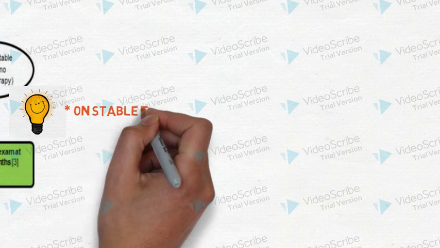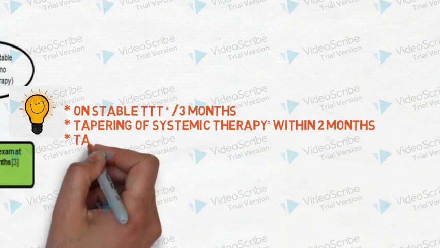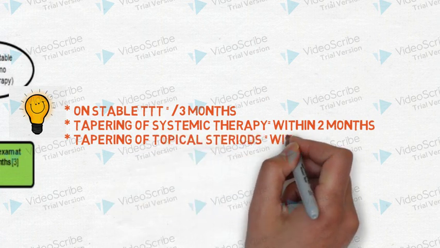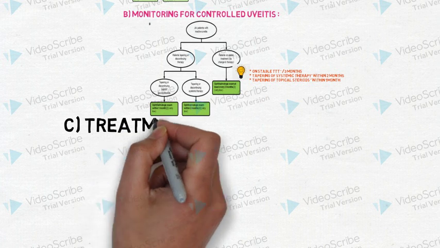Yes, if the patient is on stable therapy, we monitor every 3 months. We taper systemic therapy within 2 months. When we taper topical steroids, we monitor the patient within 1 month. Third part, treatment of active uveitis.